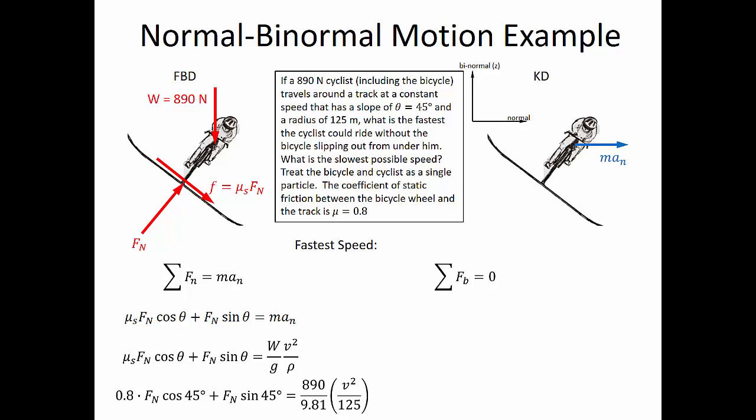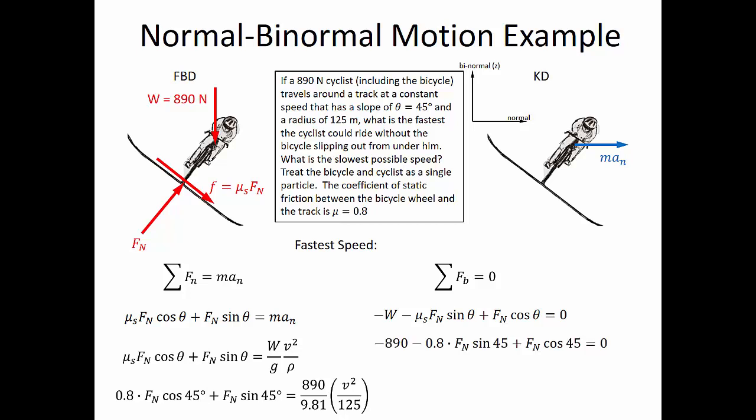So let's look at what's happening in the binormal direction. Our acceleration in the binormal direction is 0. So from our free body diagram, we have a negative weight minus the component of the friction in the binormal direction, which is downward, so it's negative, mu sub s times the normal force times the sine of theta. The component of the normal force in the binormal direction is positive, so we get a positive normal force times the cosine of theta is equal to 0.